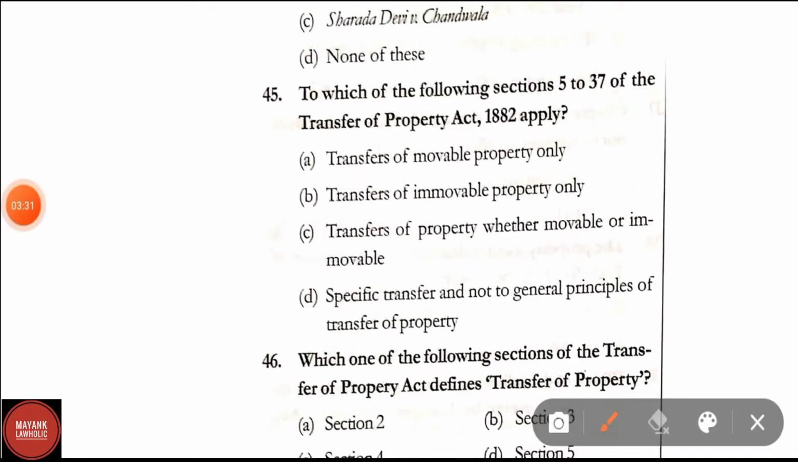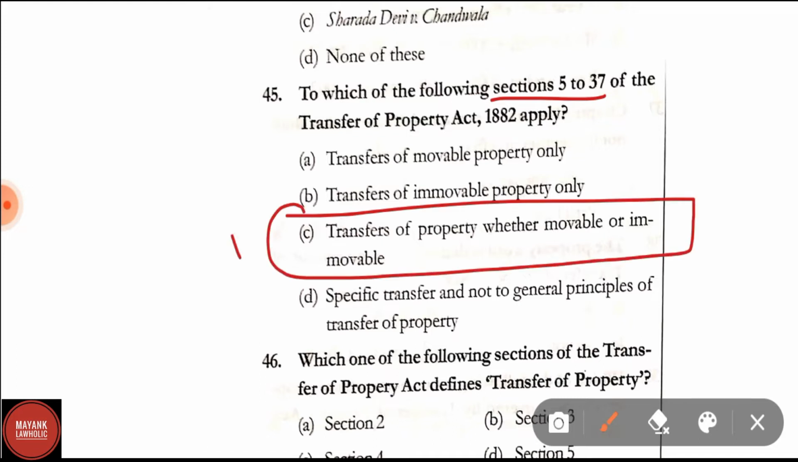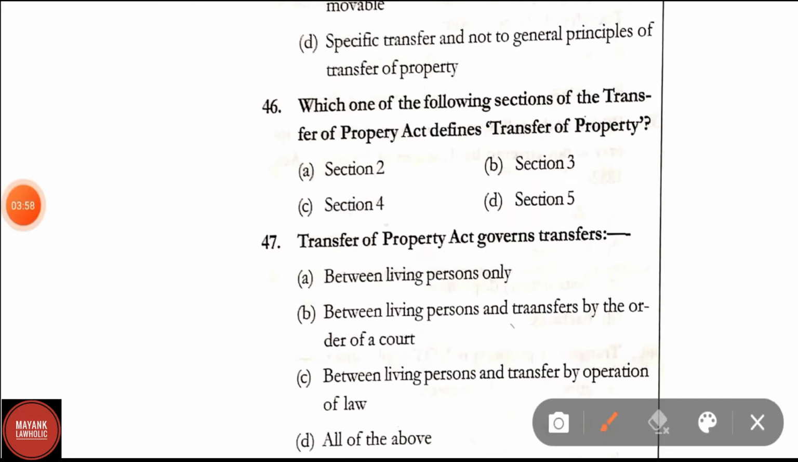Question number 45. To which of the following sections, section 5 to 37 of the TPA apply? Options are transfer of movable property, transfer of immovable property, transfer of property whether movable or immovable, a specific transfer, and not to general principles of transfer of property. Here correct answer is option C, that is transfer of property whether movable or immovable. Section 5 to 37 apply. Question number 46. Which one of the following section of Transfer of Property Act defines transfer of property? Correct answer is section 5.